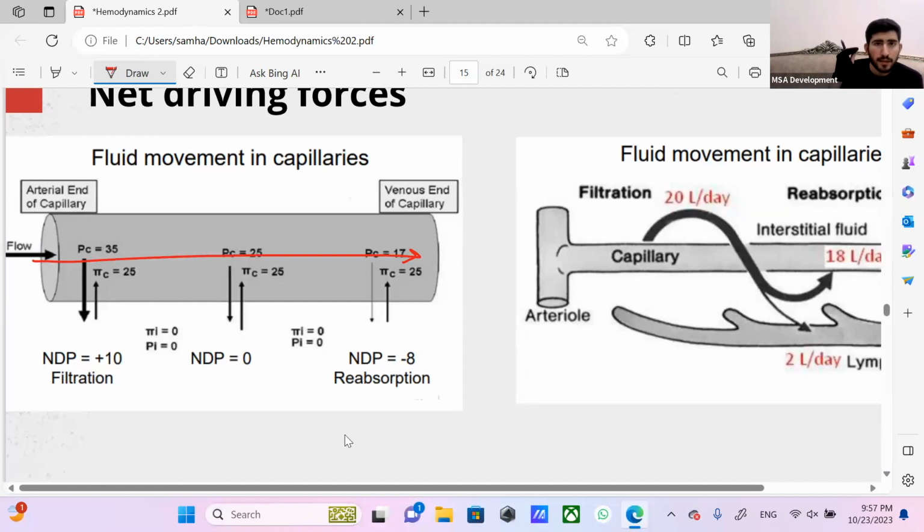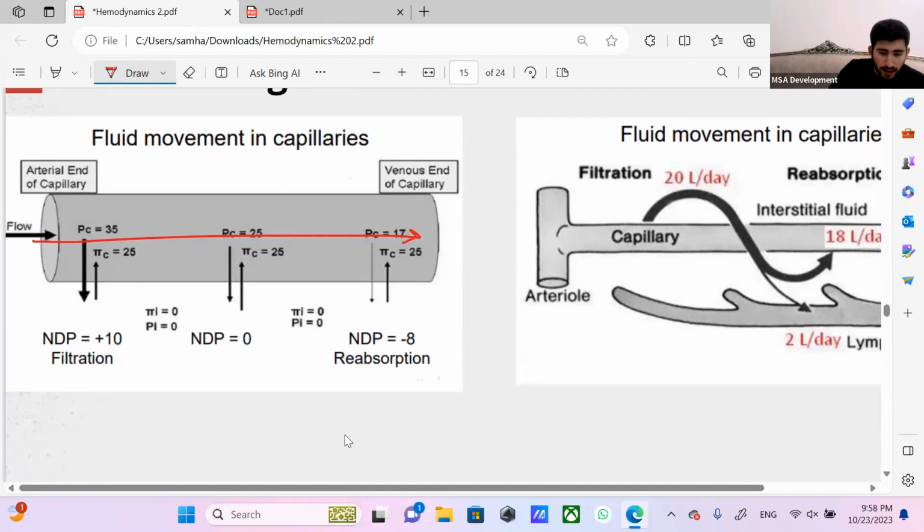Just know this, memorize it, okay? Everything, from now on in cardio, everything in the interstitium is 0. The pushing force in the interstitium is 0. No need to memorize it. The pulling force in the interstitium is also 0. So there is no need to focus on it at all.